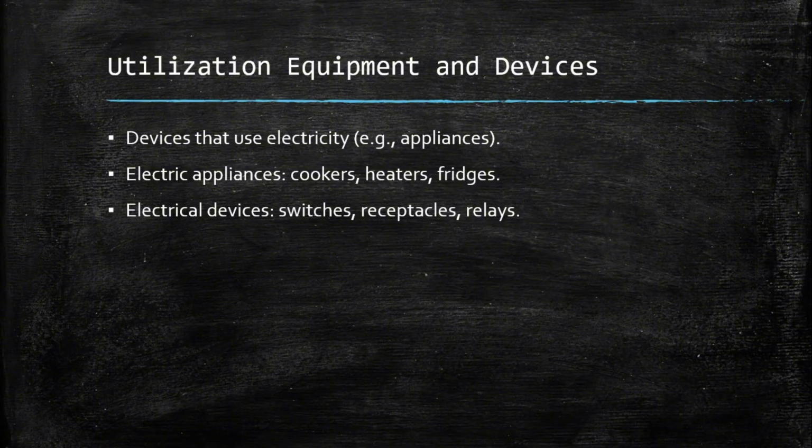Next, we have utilization equipment and devices. These are the devices and appliances that actually use electricity. Some examples include electric appliances like heaters, cookers, and refrigerators. Also electrical devices like switches, receptacles, and relays. Knowing the types and ratings of utilization equipment helps in planning circuits and ensuring the system meets load requirements.